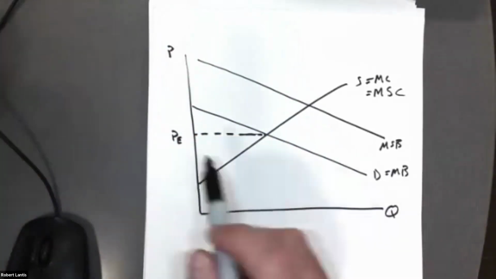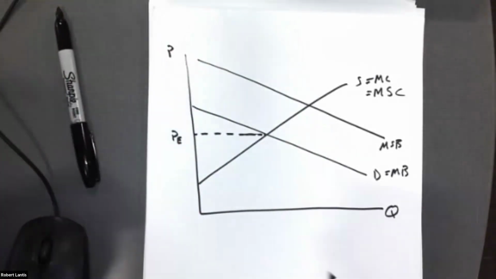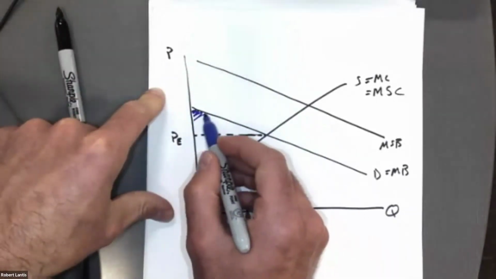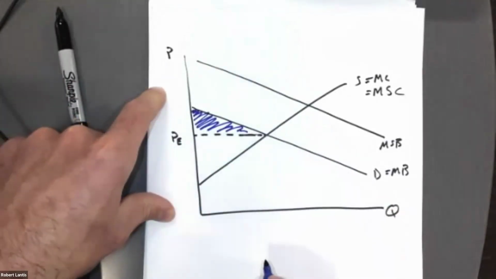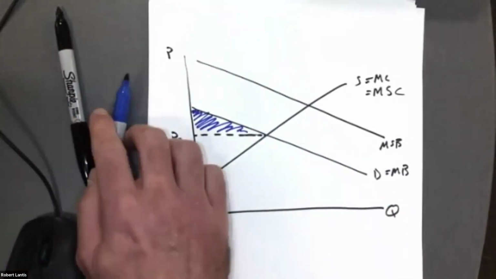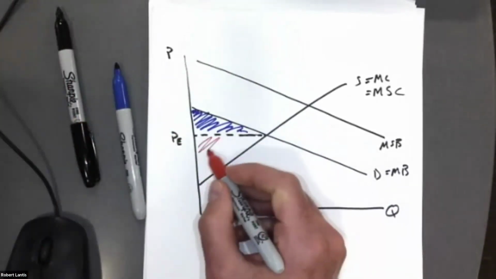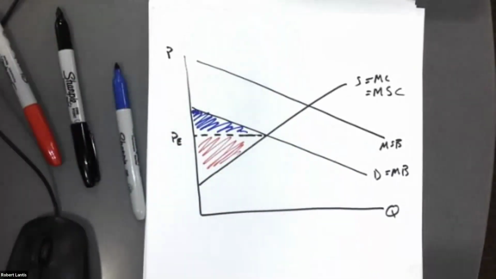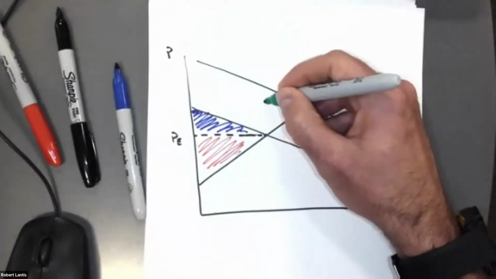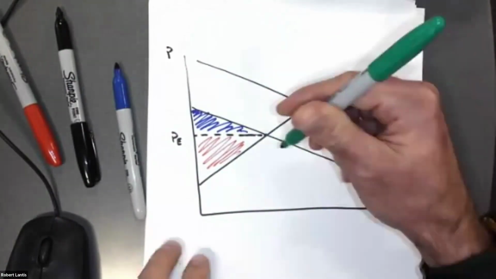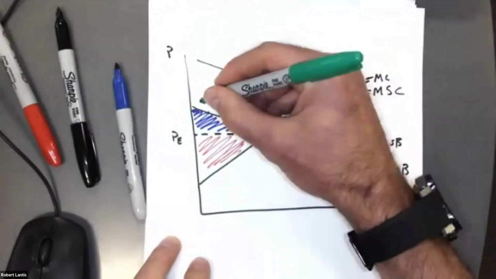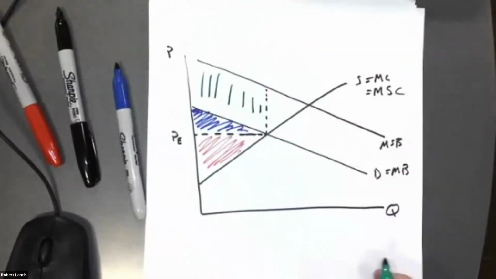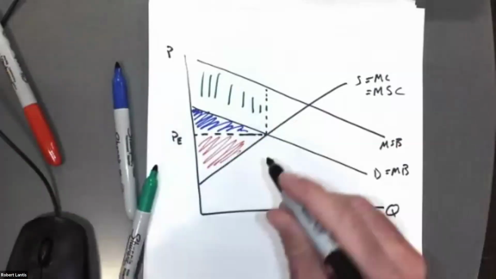Okay. So where would consumer and producer surplus be? So here's consumer surplus, right? Here would be producer surplus. And we said this area up here represented total surplus to society.